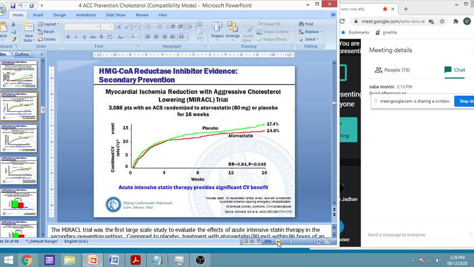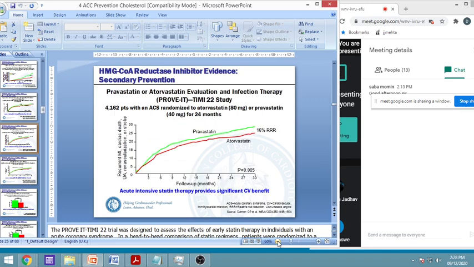Then another was the MIRACL trial, myocardial ischemia reduction with aggressive cholesterol lowering, and it was found that there was quite a good difference. Particularly, that difference started appearing after a few weeks of treatment, and intensive statin therapy provides significant cardiovascular benefit. This was proved.